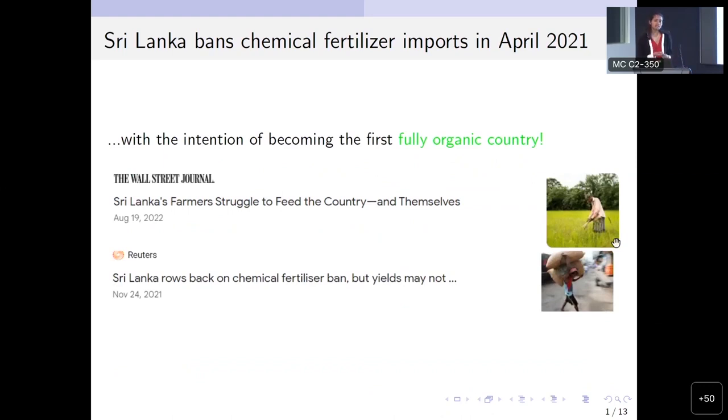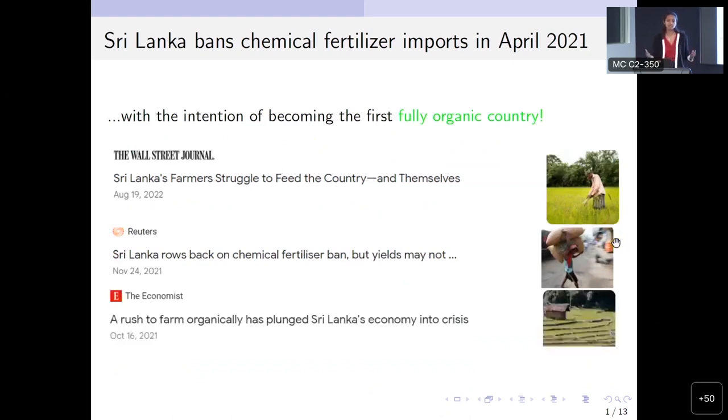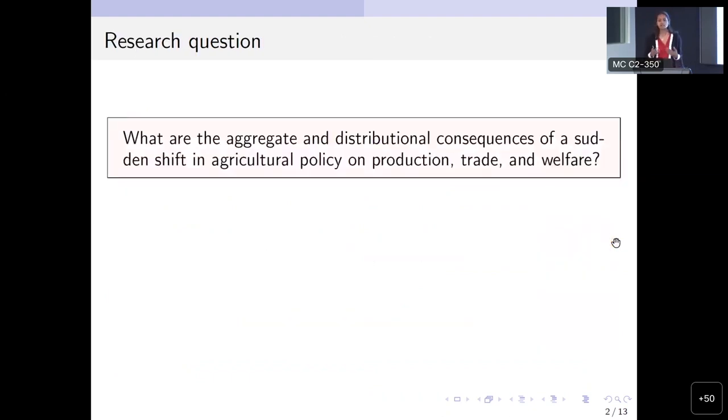But by then, yields may have already declined because there is a very specific window during which fertilizer can be applied to crops in order to be effective. Across national and international media, there was widespread concern that this policy has plunged Sri Lanka's economy into a deep crisis. The question we're going to be asking today is, what are the aggregate and distributional consequences of a sudden shift in agricultural policy on production, trade, and welfare?